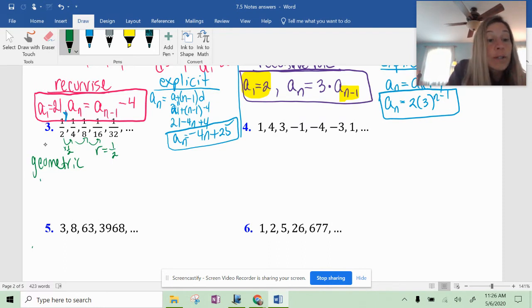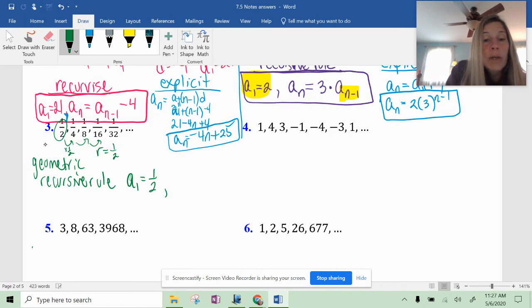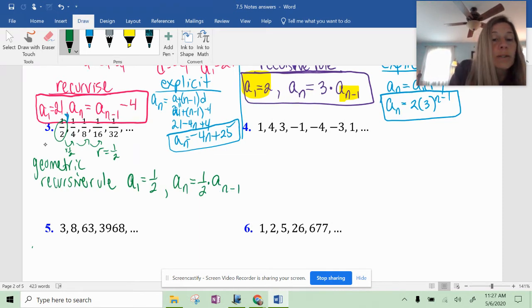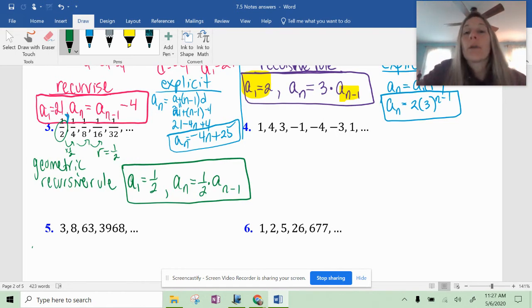So I'm going to write my recursive rule. I'm just going to follow the formula up at the top of the page, making sure I give my a sub 1 in order to use my recursive rule. A sub 1 is 1/2. That's the first term. And then it's a sub n equals that r value, which is 1/2, times a sub n minus 1. So this would be my recursive rule, and I have to include that a sub 1 to make it complete. You could also write an explicit formula if you want, like we just did on the last one, but this particular lesson is on recursive, so I'm not going to worry about that for now.